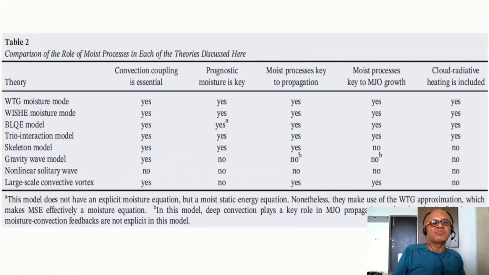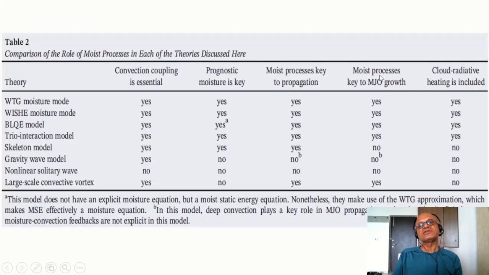Just to conclude this brief summary of the main modern MJO theories, here is a comparison of the role of moist processes in each of the theories discussed here. So it's looking at convective coupling, whether it's essential; prognostic moisture, whether it's key or not; moist processes, whether they are key to propagation or not in terms of slowing down the propagation speeds; moist processes, whether they are key to MJO growth; and cloud radiative heating, whether it's included or not.